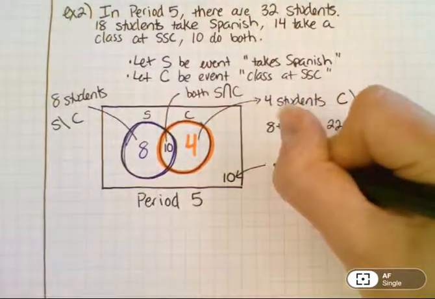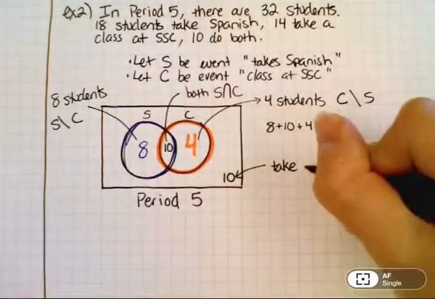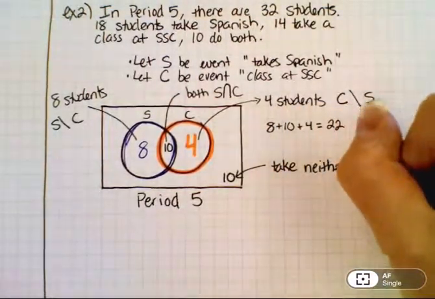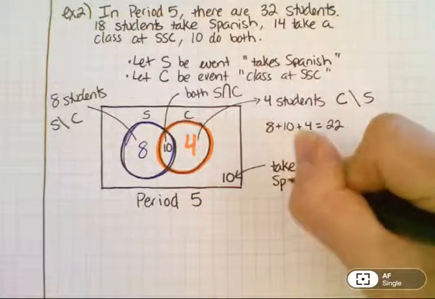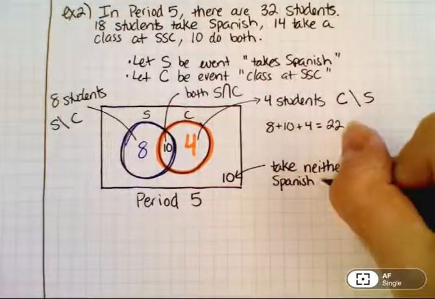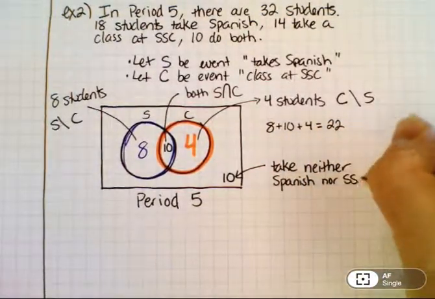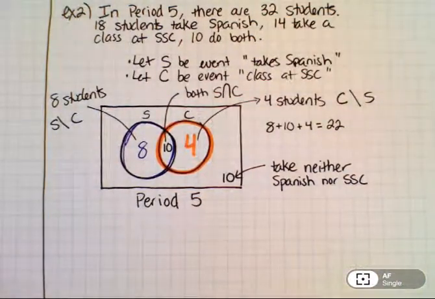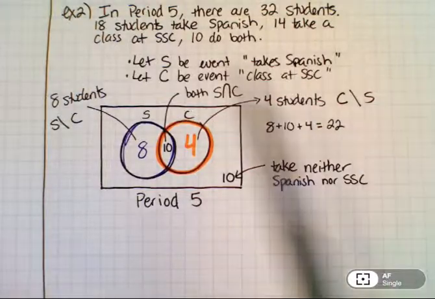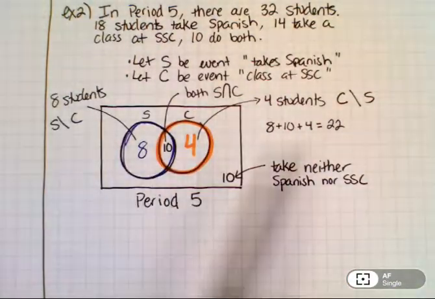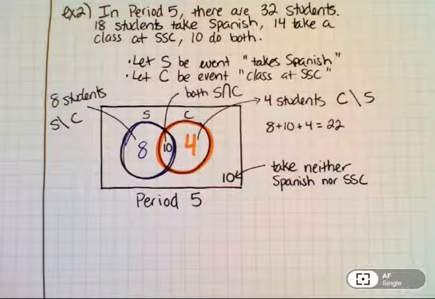Those are 10 students who take neither Spanish nor a class at Sabin-Schellenberg. Okay, so what we've done is we've taken this, which seemed really simple, and put it in this super complicated diagram, but it's worth doing because now we can answer all sorts of probability questions.